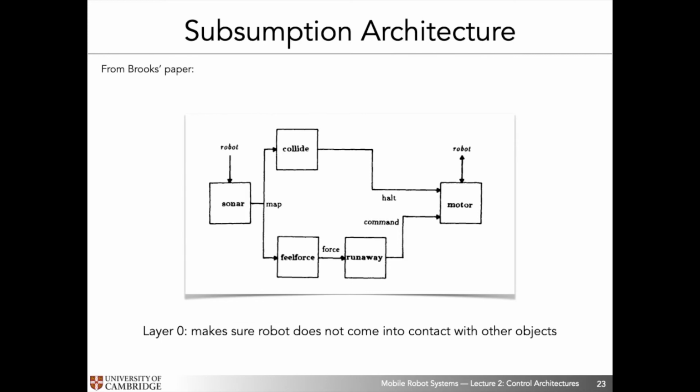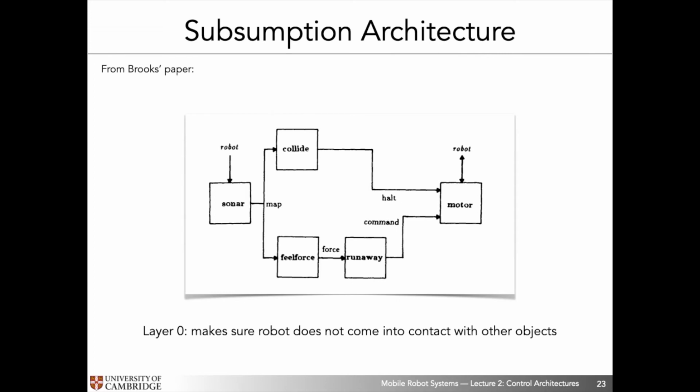The collide module monitors the sonar map, and if it detects an object straight ahead of the robot, it sends a signal on the halt line to the motor module, essentially telling the robot to stop. The collide module doesn't really know or care about whether the robot is moving, and at the same time, halt messages that are sent when the robot is stationary don't have any effect.